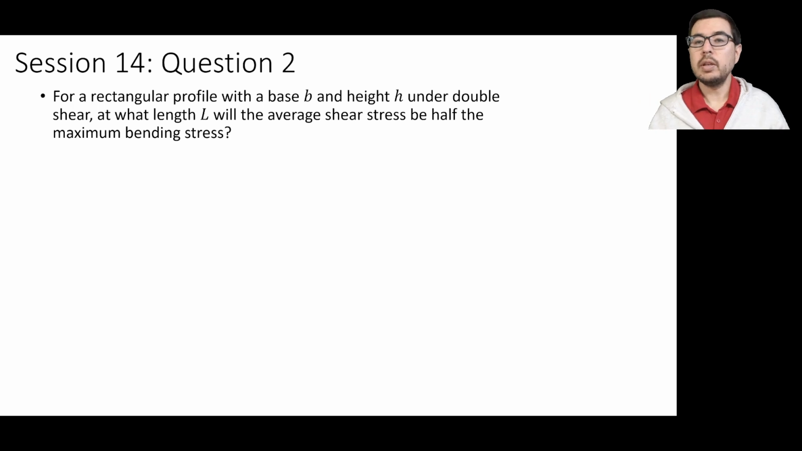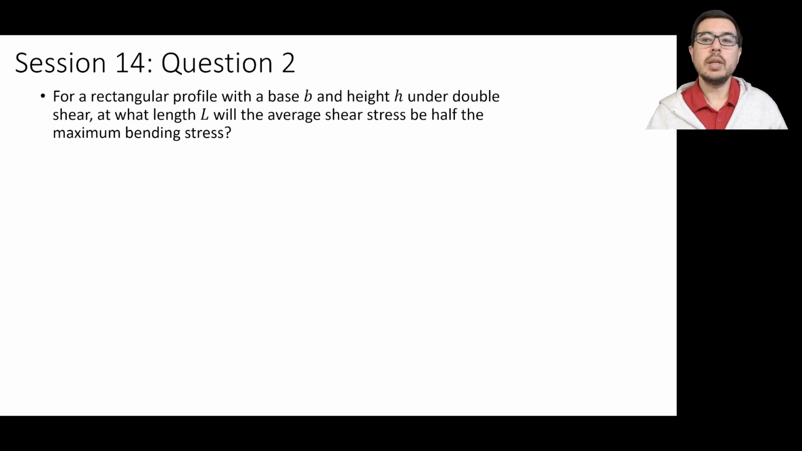For this question, we have a rectangular profile with a base of length b and a height of length h, which is experiencing double shear. And the question is, if we were to come up with an equivalent or a substitute beam bending model, what length would that beam have such that the average stress would be half of the maximum bending stress?